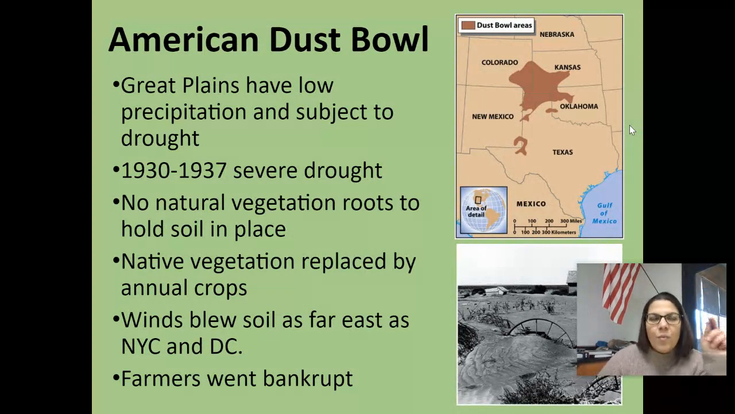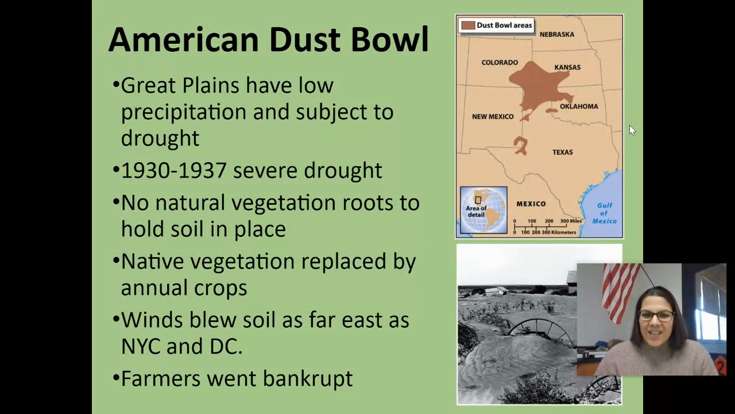Here's the thing: what we had done is we had taken the native vegetation and replaced it with whatever crops we wanted, and they were annual crops. When they were gone, a lot of times we just tilled the soil in to get the nutrients in it, but then you left the soil bare. You didn't plant a cover crop. There weren't roots to hold anything in place.